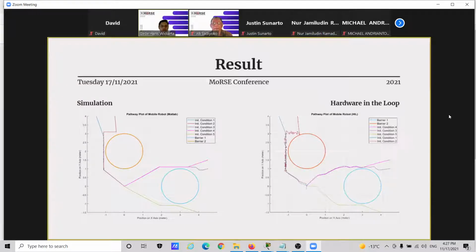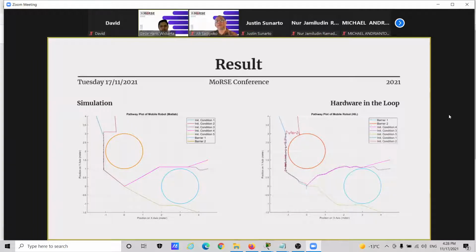Okay, here's the result. The left one is the simulation result, and the right one is the hardware in the loop. As you can see, there are 2 barriers in circular shape. The 2 figures show the result of the pathway plot taken by the mobile robot system model during the simulation and HIL with 5 different initial conditions. The 2 images both show the mobile robot system with the single integrator system assumption successfully avoids the 2 existing barriers and goes to the origin, or the destination point at (0,0).